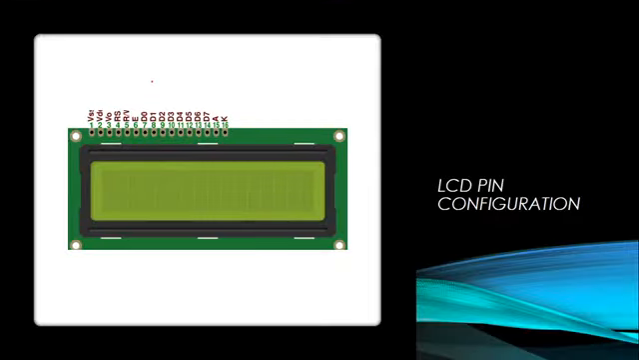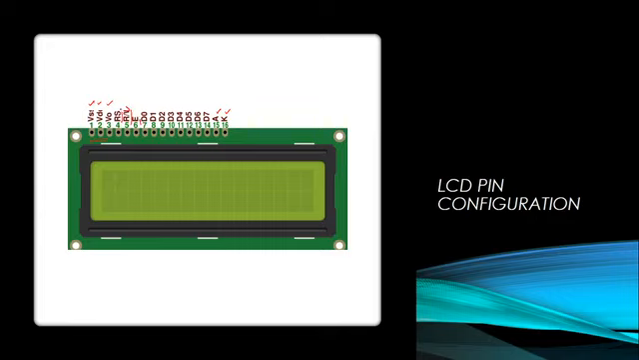This is the pin configuration of the LCD. As you can see, the LCD contains 16 pins. Pin numbers 1, 2, 3 and the last two pins, 15 and 16, are used for power supply and ground. Pin number 15 is the anode, connected to power. Pin number 16 is the cathode, connected to ground. Similarly, pins 1, 2 and 3 are connected to the respective power and ground pins. Pins 4, 5, 6 are register select, read or write, and enable.